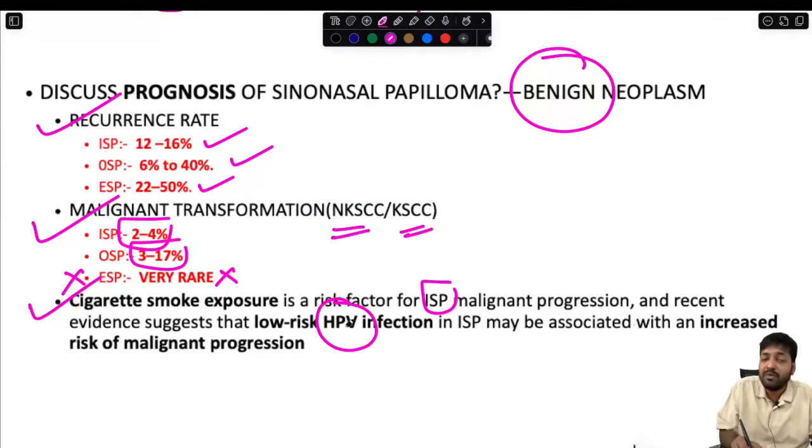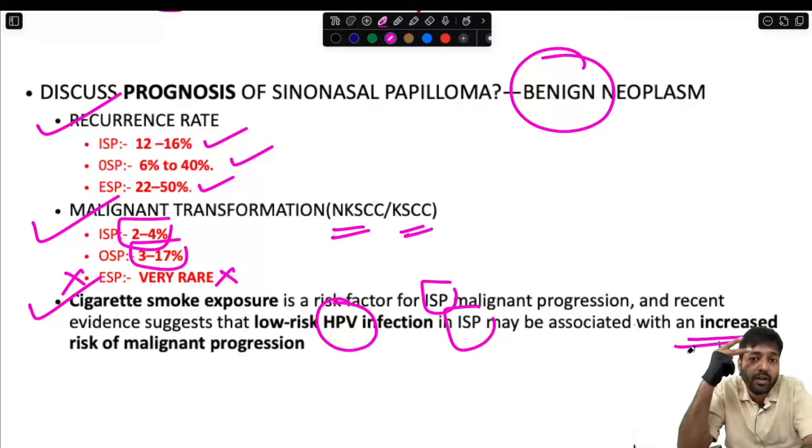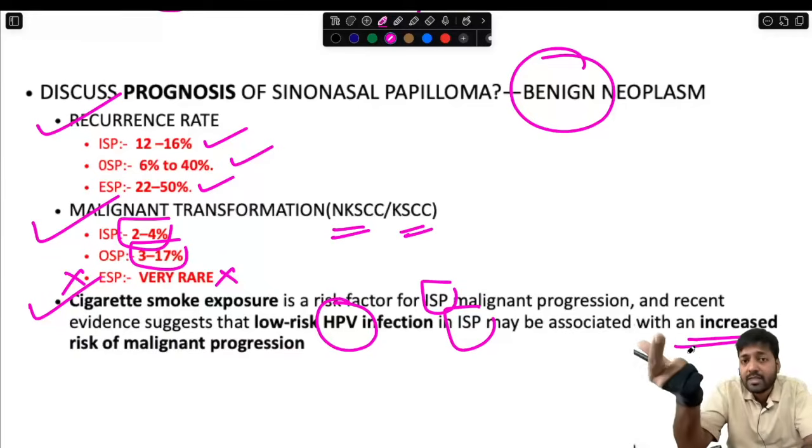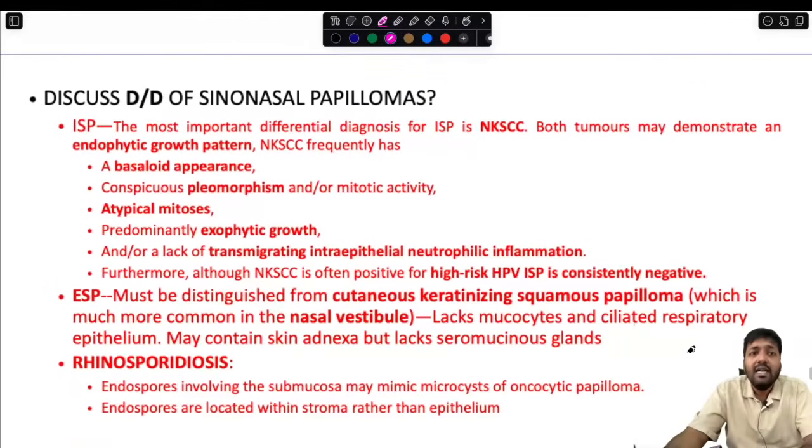Remember, cigarette smoke exposure is a risk factor for inverted sinonasal papilloma malignant progression, and recent evidence suggests that low risk HPV infection in inverted variety may be associated with an increased risk of malignant progression. So there are two important risks associated with malignant progression. One is cigarette smoke, another is low risk HPV infection. Now discuss the differential diagnosis of sinonasal papilloma.